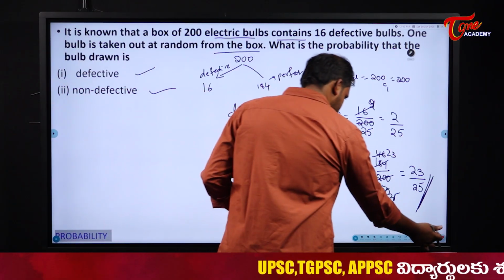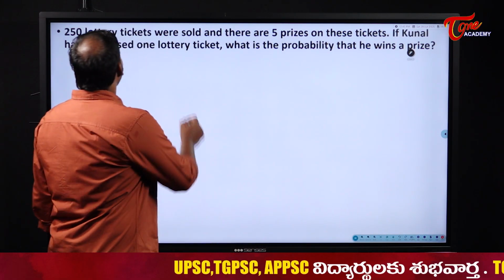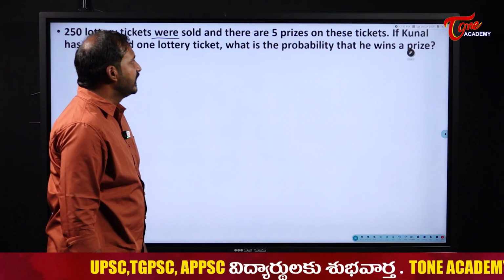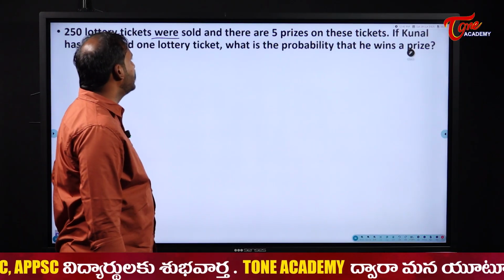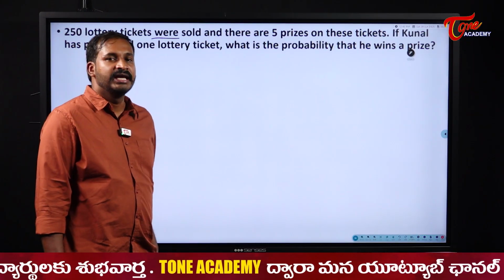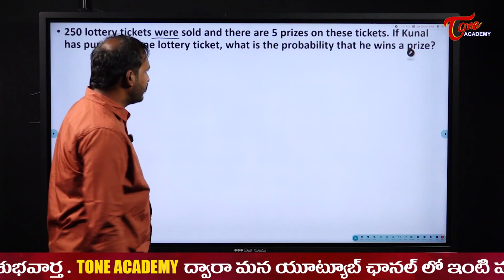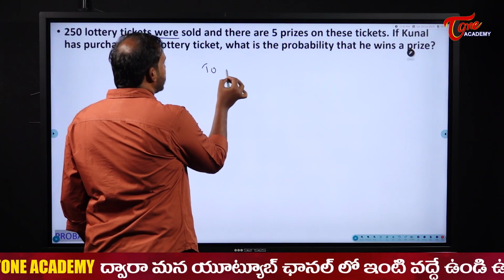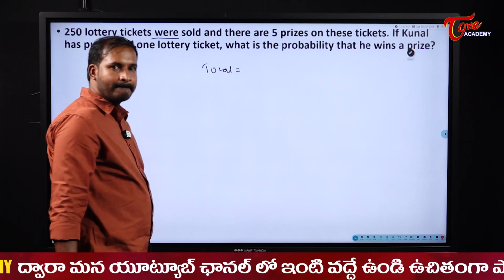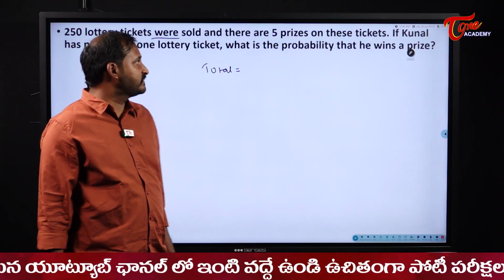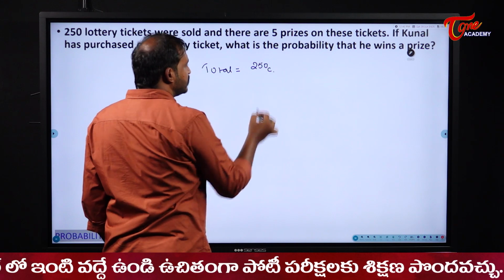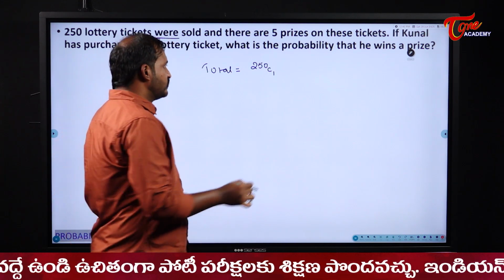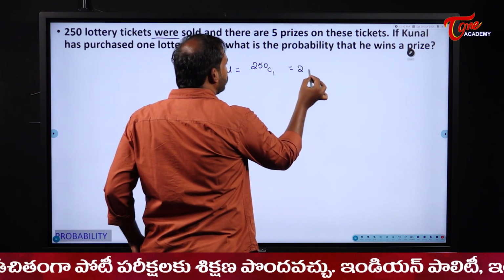Next one. Now, 250 lottery tickets were sold and there are 5 prizes on these tickets. If Kunal has purchased one lottery ticket, what is the probability that he wins a prize? So first of all, what is the total number of chances? From 250 tickets, he is buying 1 ticket. 250C1. So the total number of chances here becomes 250.